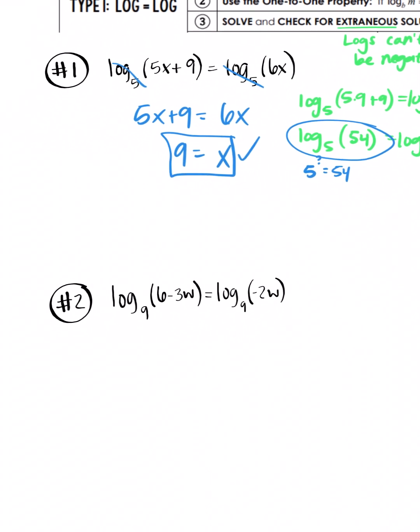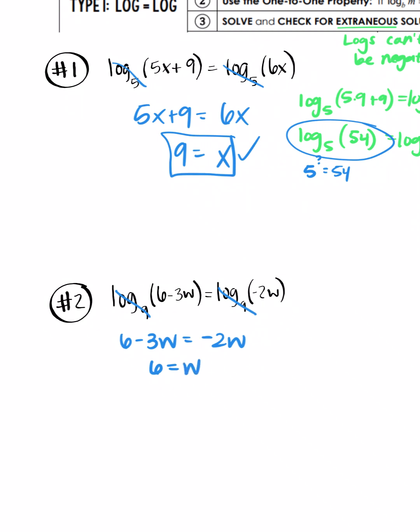Okay, let's try another example. Log base 9 of 6 minus 3w equals log base 9 of negative 2w. One log on either side, so we can drop them right away. Continue solving. We'd add 3w to both sides and see that w could be 6.